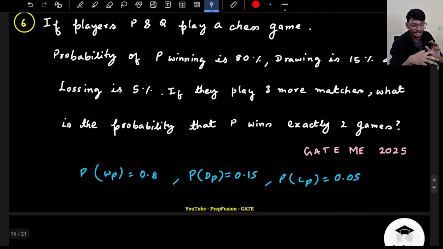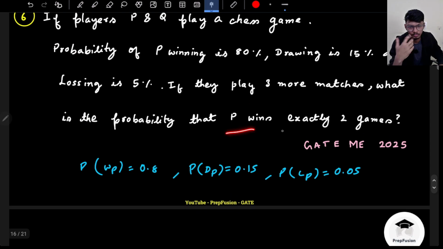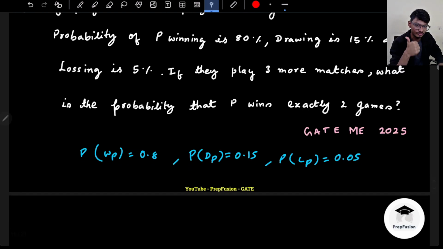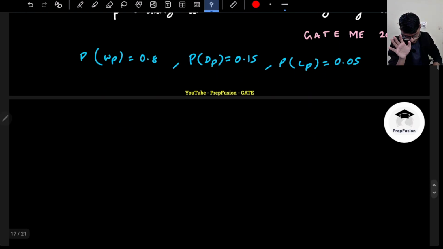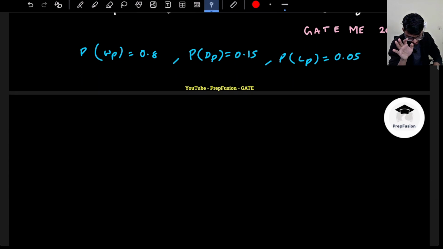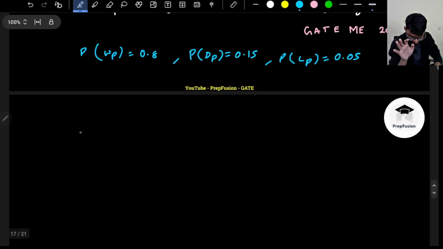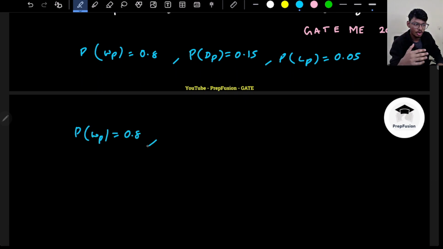So I have to convert this into a binomial type of probability, right? Because I just care about either P wins or he does not win. So what is the probability for P to win? It is 0.8. What is the probability of P not winning? If P is not winning, there are 2 cases: P draws or P basically loses the game. Either way, I don't care. I just care that P has not won the game.